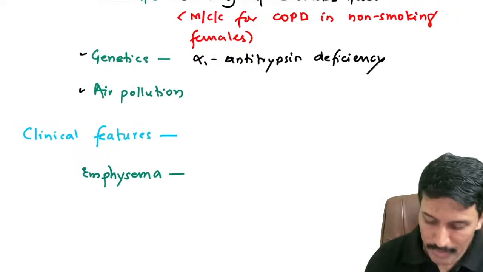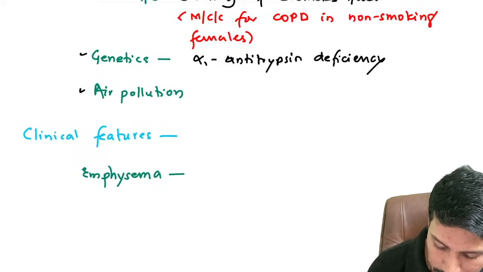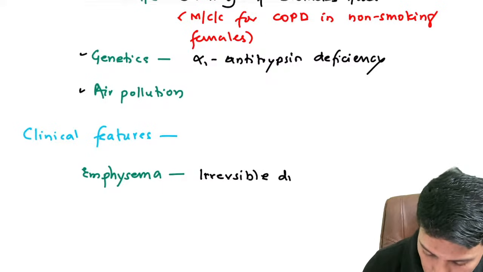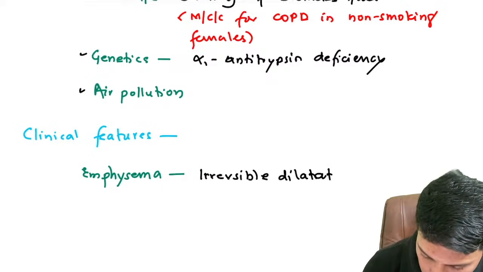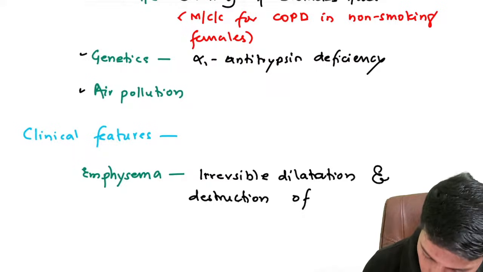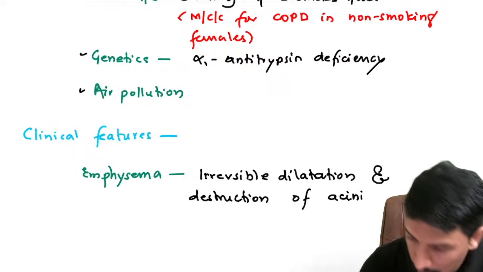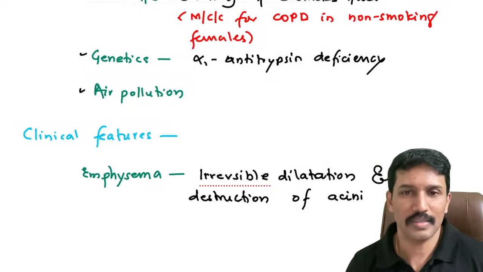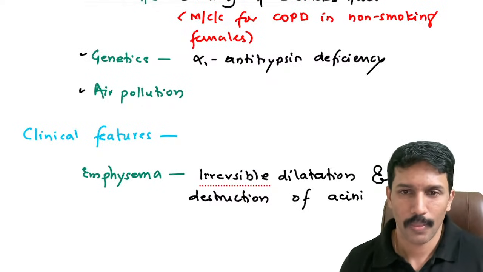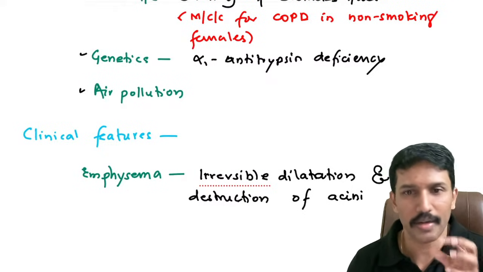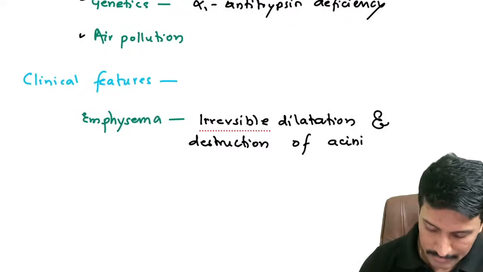Okay. So emphysema. What is emphysema? Emphysema is defined as irreversible dilatation and destruction of acini. Now the question is, what is an acinus? Acinus is the part of the airway that begins with the respiratory bronchiole and ends with the alveolar sac.